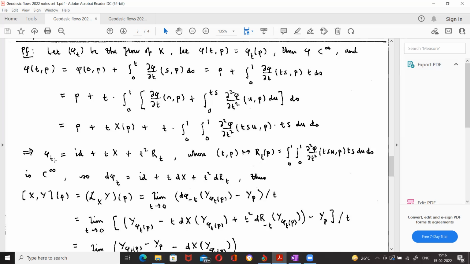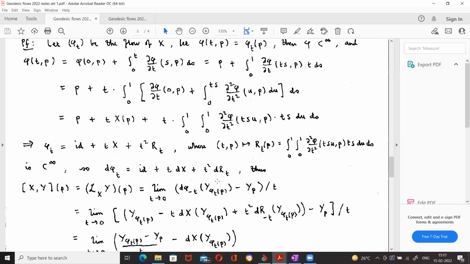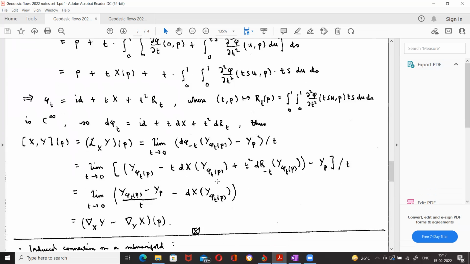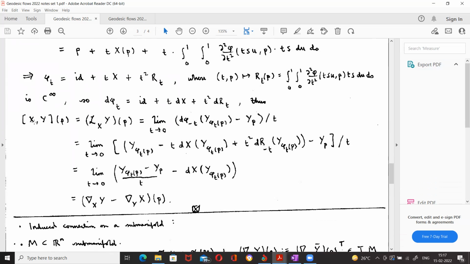So this is now an equality of functions in Rn. And so if I look at d phi t, the derivative of the flow, then d phi t will be the sum of the derivatives of these maps. The derivative of the identity is identity. So d phi t will be identity plus t times dx plus t squared times d r t. Okay. And now I look at what the Lie bracket of x and y will be using this formula for d phi t. Any question?